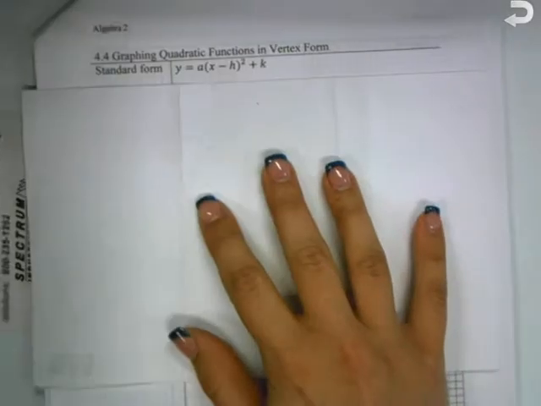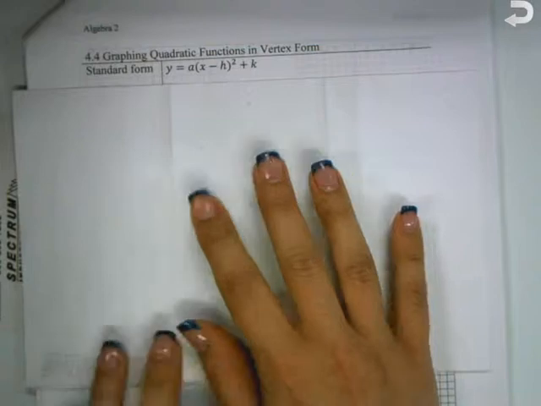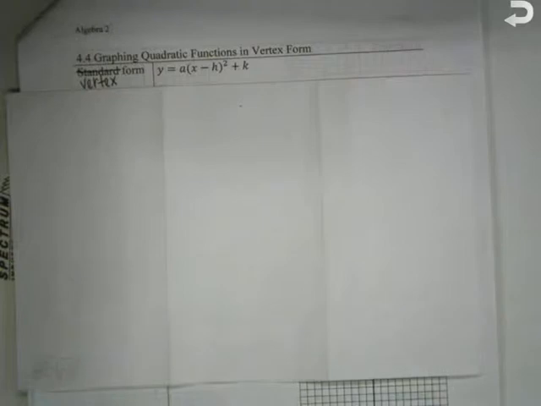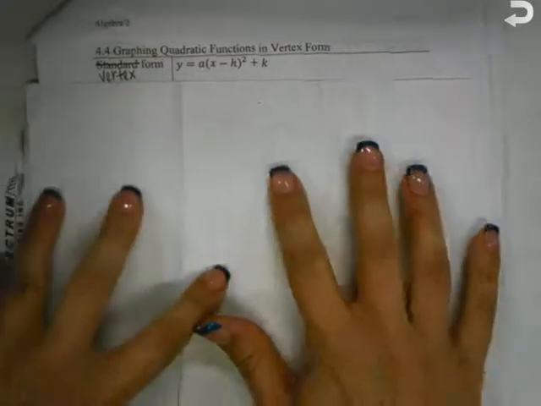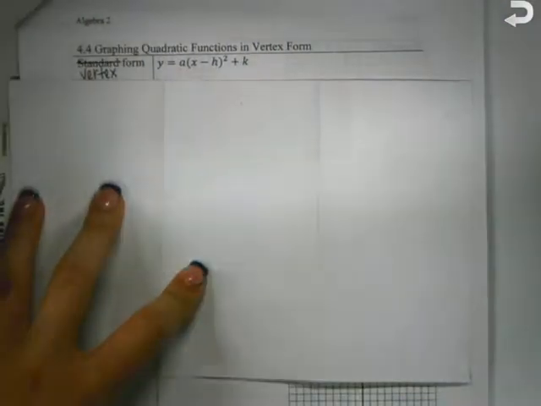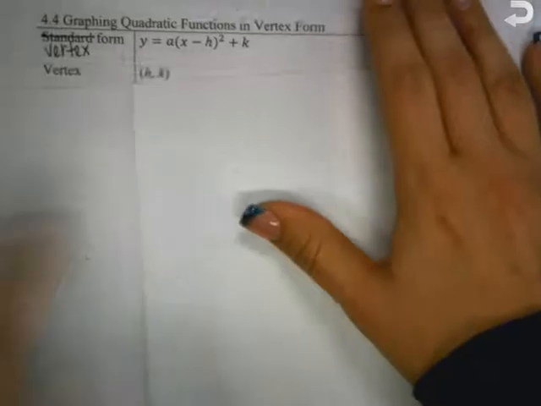Okay, so we graphed in 4.3 standard form. Today we are graphing in vertex form. So this should say vertex. Okay, so we are graphing in vertex form today. And vertex form is kind of nice because it already gives us the vertex. That's why it's called vertex form.